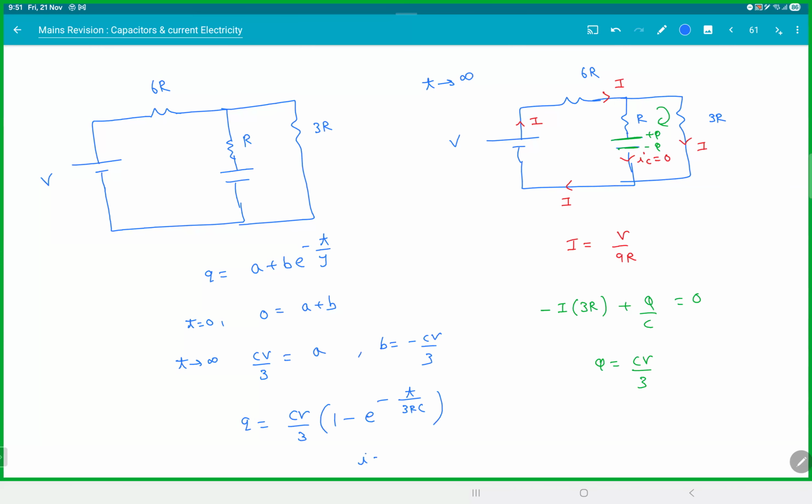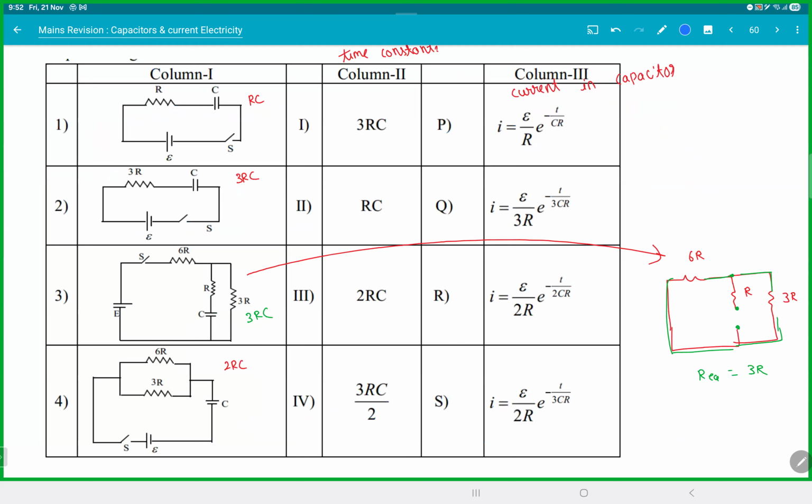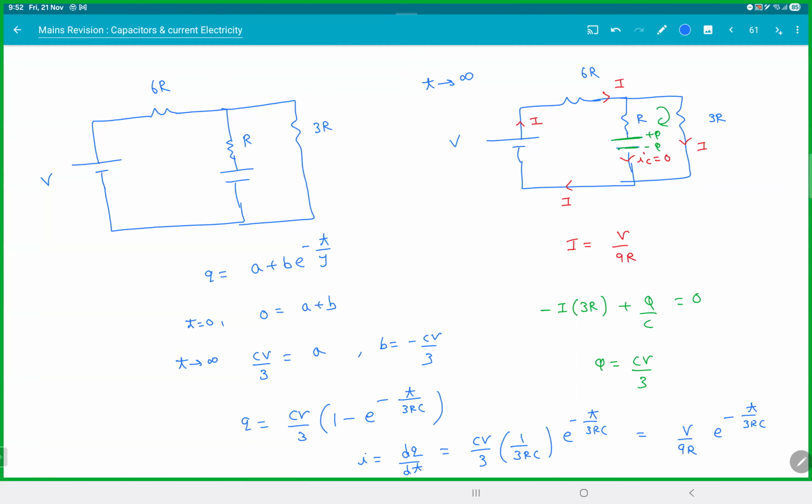You want current, differentiate this. That would be CV by 3 and 1 by 3RC e power minus T by 3RC. That will be V by 9R e power minus T by 3RC. Do we have such kind of option? Proved up somewhere, I guess.